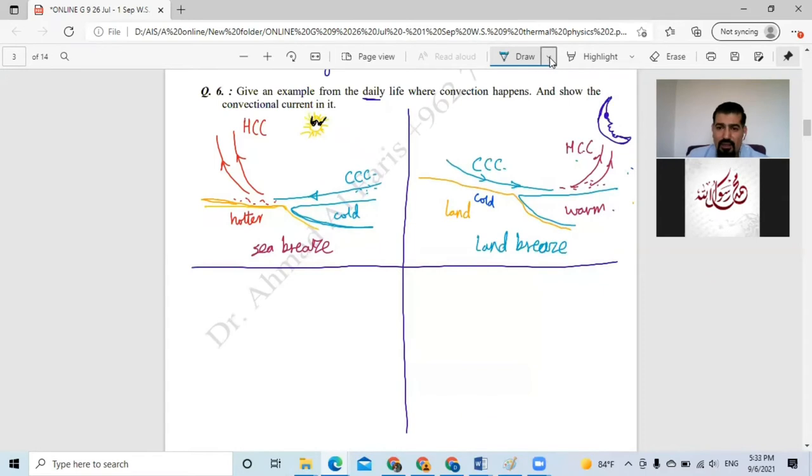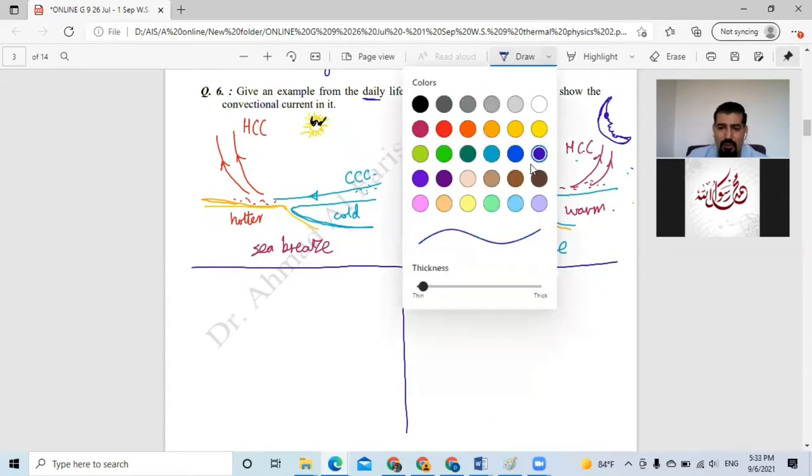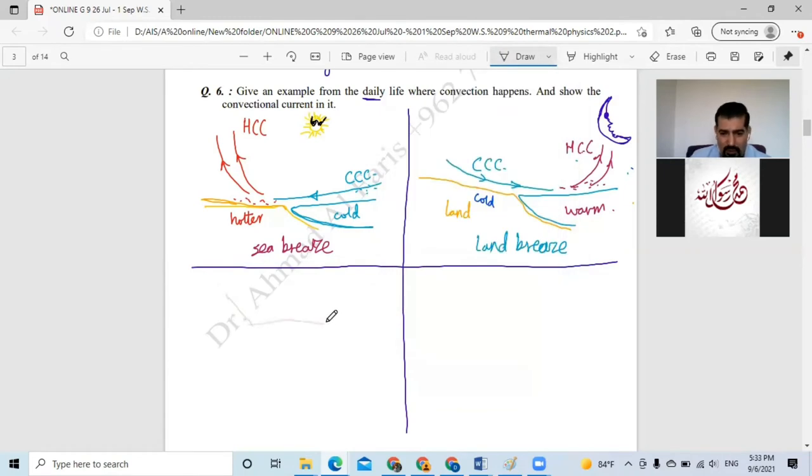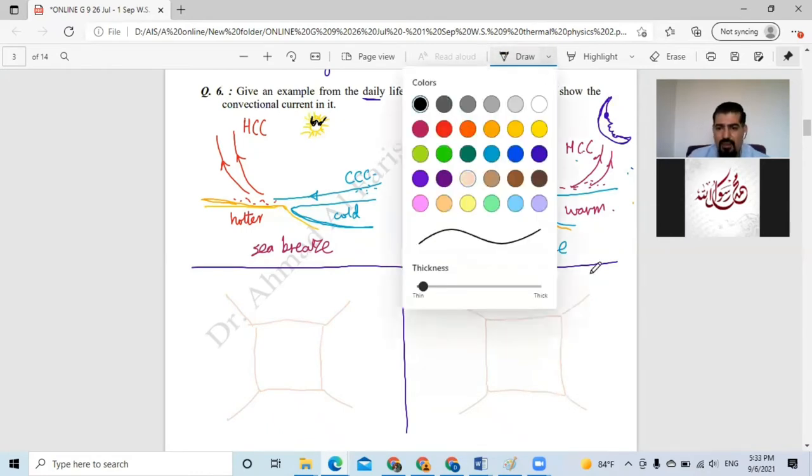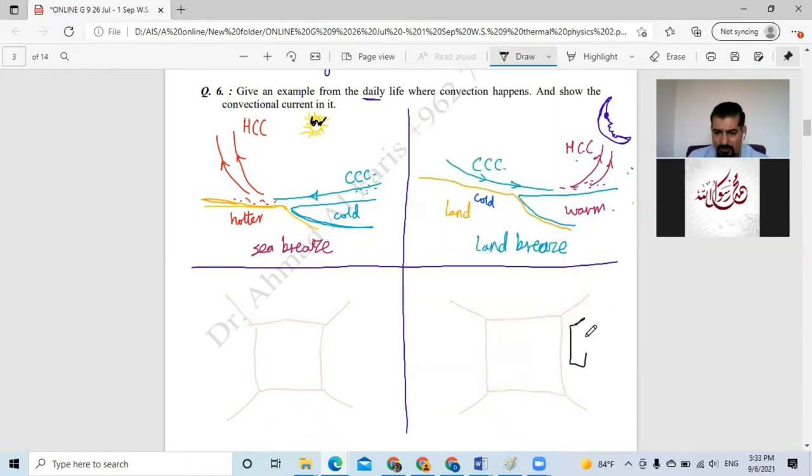Now, these are two examples for the convection current. It's very easy. Another two examples I can tell you about are what's happening in your room. For example, this is our room, and this is one of the walls of the room. We have a window on one side of the wall here, and a window here, on the same wall.